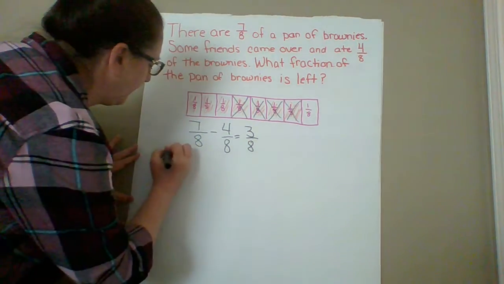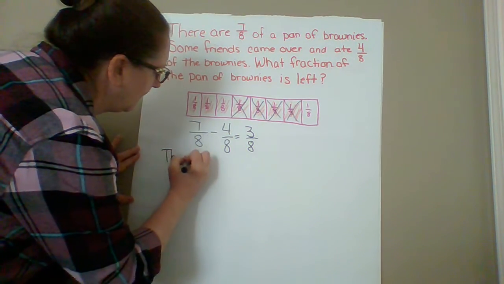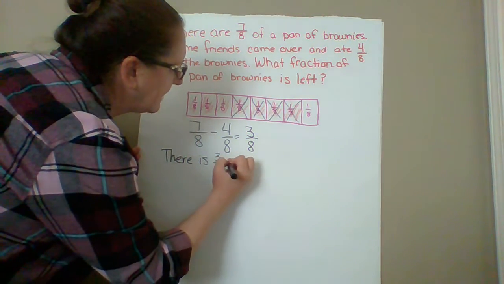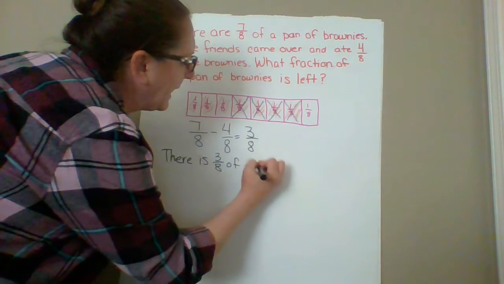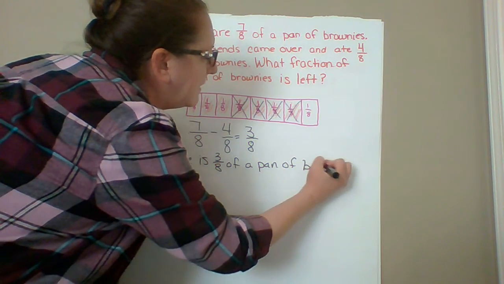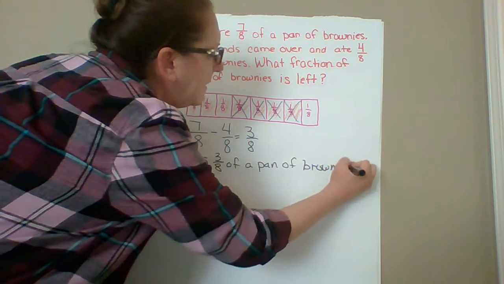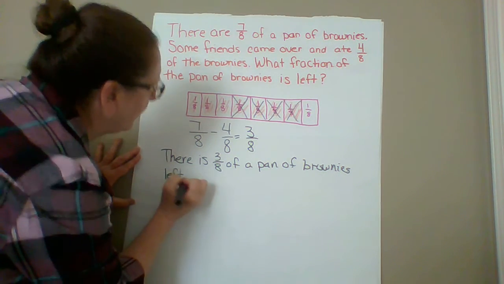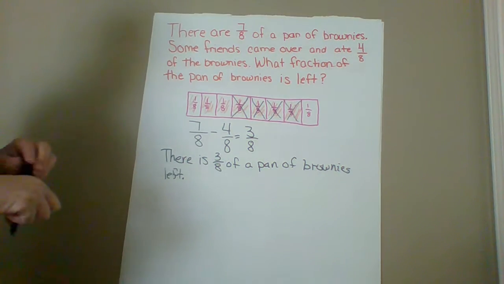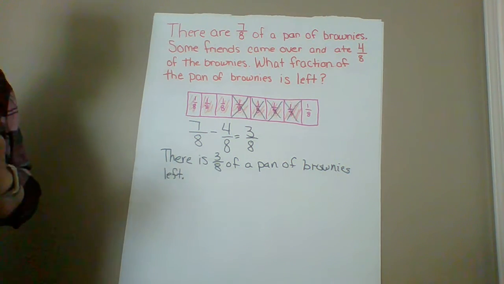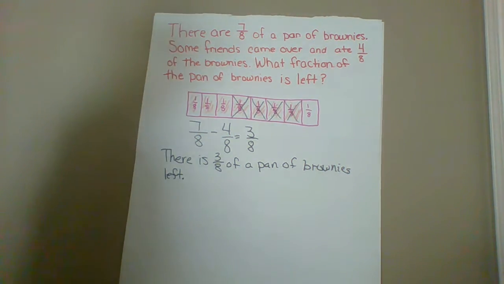We would say there is 3/8 of the pan of brownies left. All right. Good job. So take your time, write all that down, pause the video, and then we'll go on to the next problem.